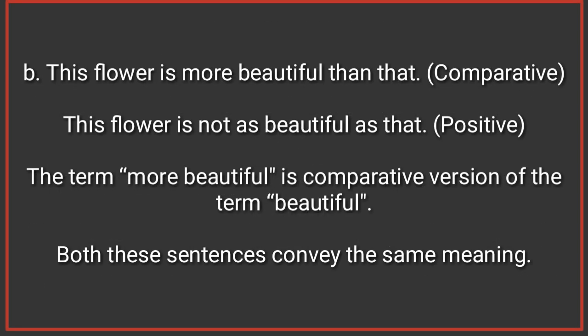Look at this example. This flower is more beautiful than that. It's a comparative degree sentence. This flower is not as beautiful as that. The first sentence is a comparative degree sentence. Second sentence is written in positive degree, but the sentence is negative because the word not is there. The term more beautiful is a comparative version of the term beautiful, and both these sentences convey the same meaning.